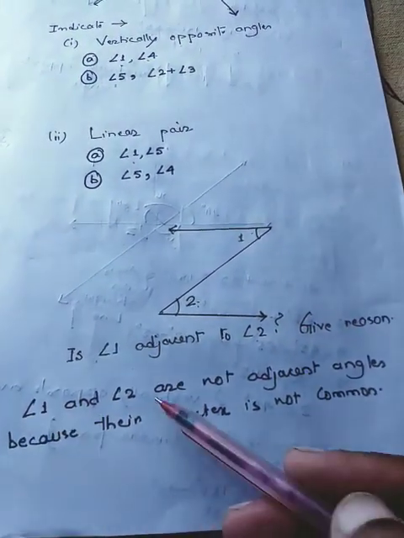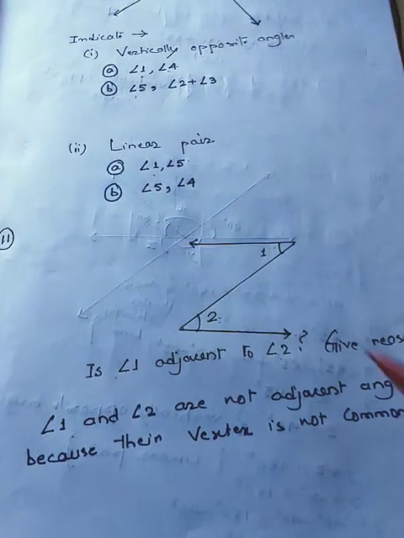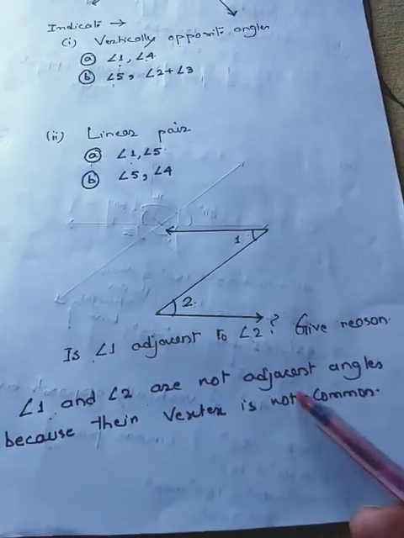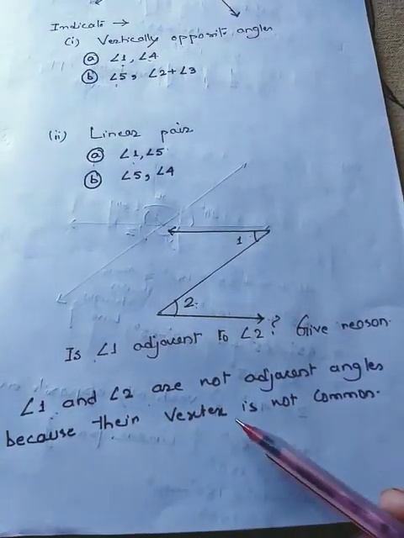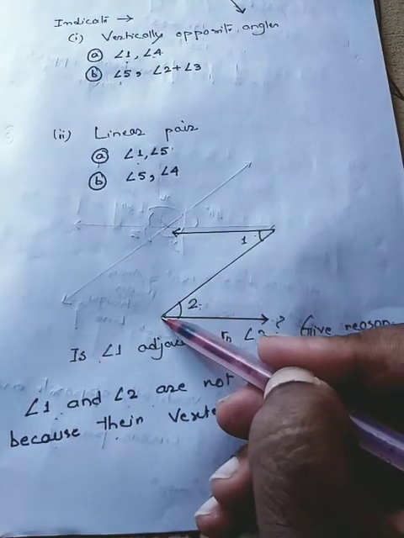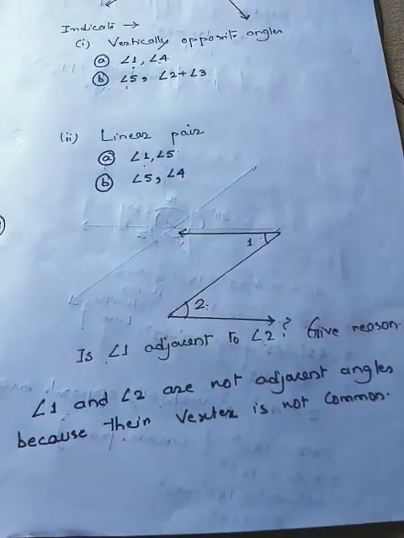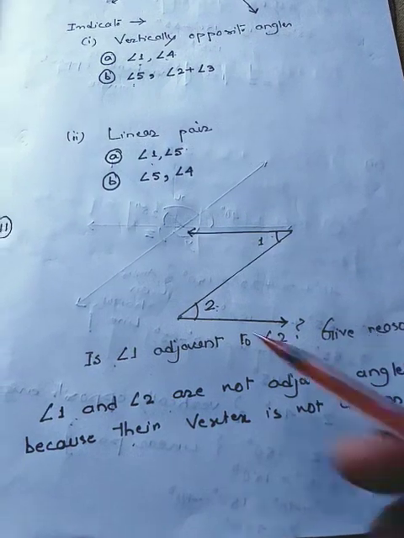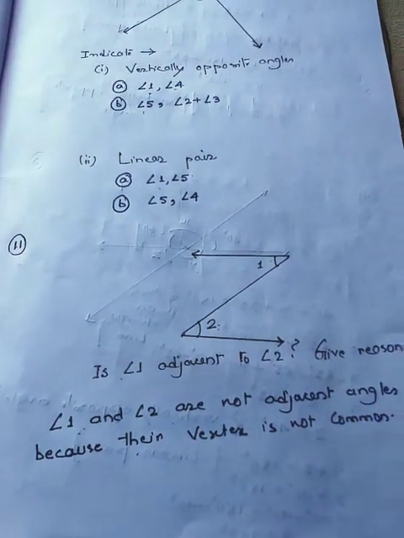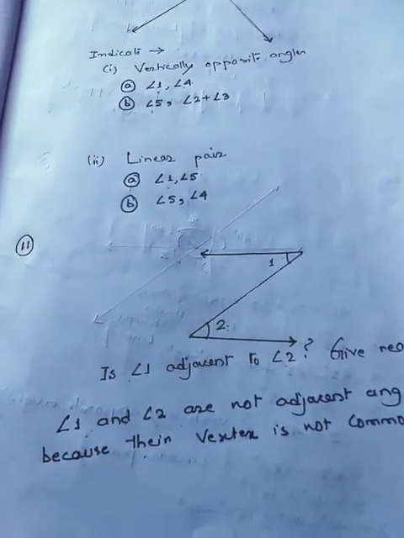So angle 1 and angle 2 are not adjacent because their vertex is not common, and when their vertex is not common, there cannot be any common arm. Okay, so this is the only answer that you will write against question number 11. Let's move on to question number 12.